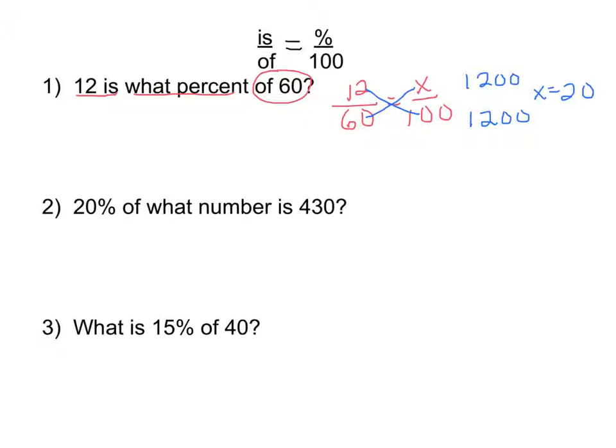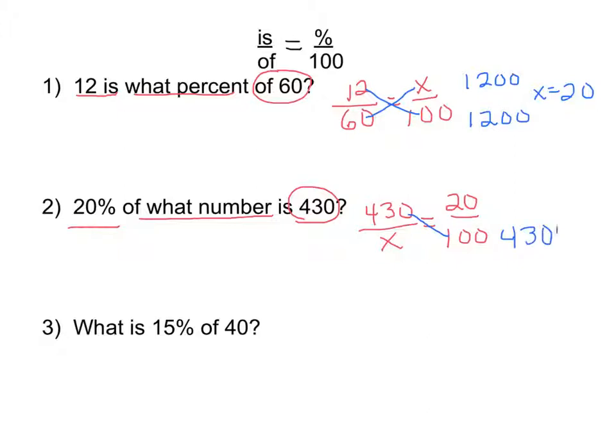In the second problem that I have, 20%. So the 20 is going to be associated with the 100. It does say 20% of what number is 430. So the 430 is on the top. I don't know what my of is because it's of what number. That's my x. And as I said before, the 20 is what the percentage is, so it's 20 over 100. When I go through and solve this, 430 times 100 gives me 43,000, and 20 times x also has to equal 43,000. So once again, going through that math, I'm going to get an answer here of x is equal to 2,150. And using the calculator will certainly give you that answer.